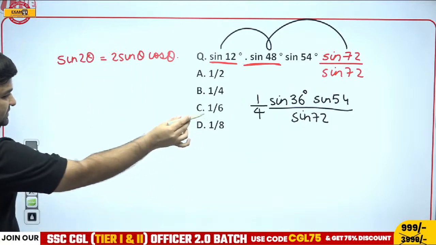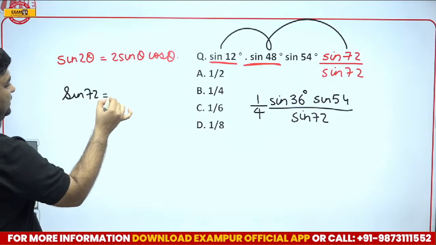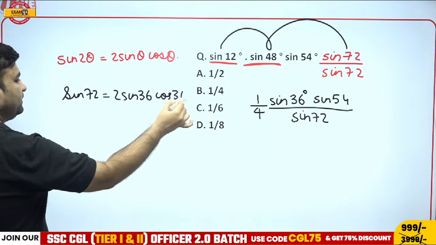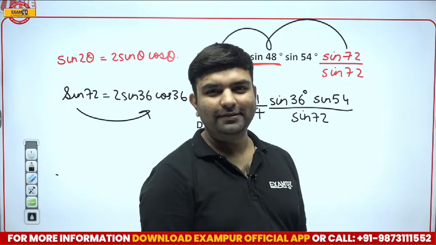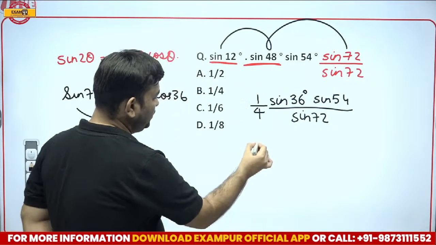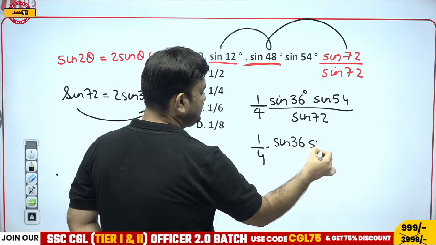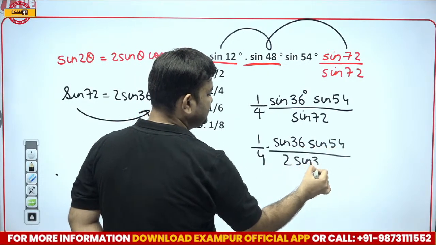So 72 is double of 36. So I will say sine 72 is 2 sine 36 cos 36. Now you got it why I told this point? So it is 1 by 4 sine 36 sine 54 over 2 sine 36 cos 36.